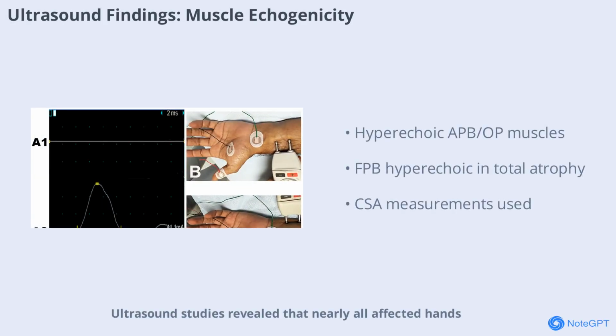Ultrasound studies revealed that nearly all affected hands had hyperechoic changes in the APB and OP muscles, indicating muscle degeneration. The FPB muscle was hyperechoic in a smaller subset, usually in cases of total atrophy. The cross-sectional area of the median nerve was also measured, providing additional diagnostic information.